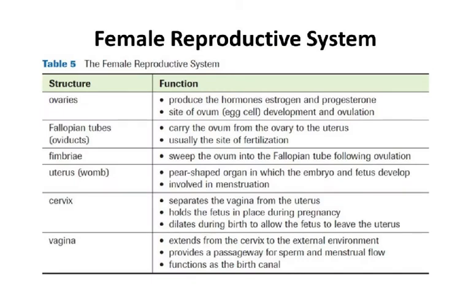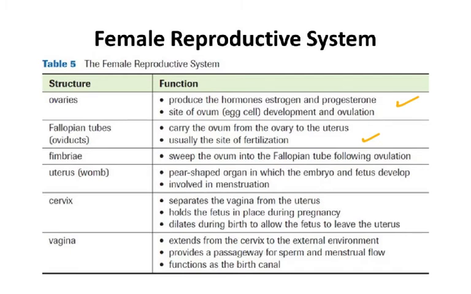Now, the functions of the different parts of the female reproductive system: the ovaries produce the hormones estrogen and progesterone, and it is the site where the ovum or the egg cell develops and ovulation occurs. The fallopian tubes or the oviducts carry the ovum from the ovary to the uterus, and usually it is the place where fertilization is going to take place.